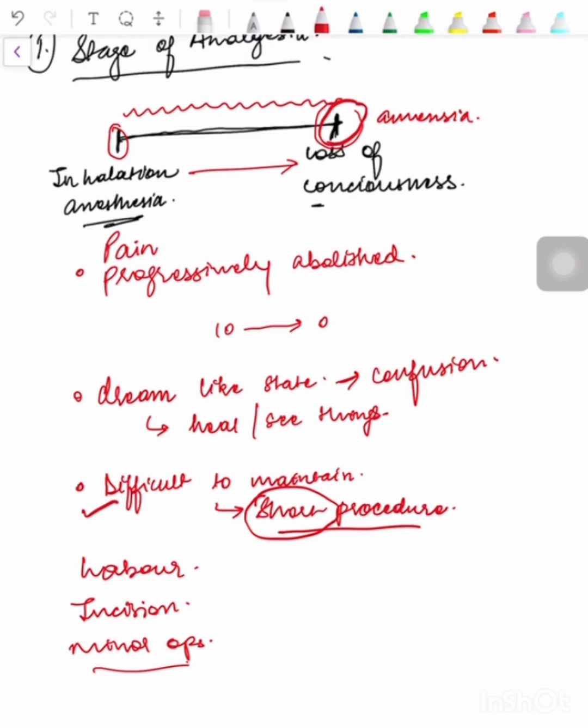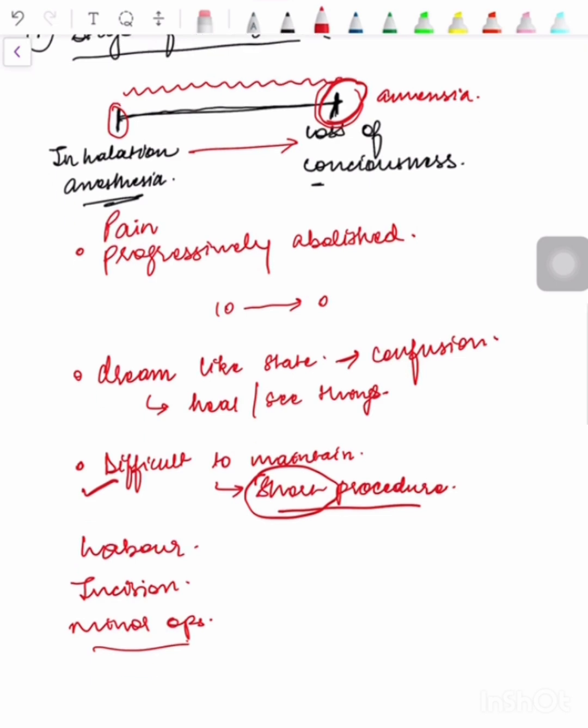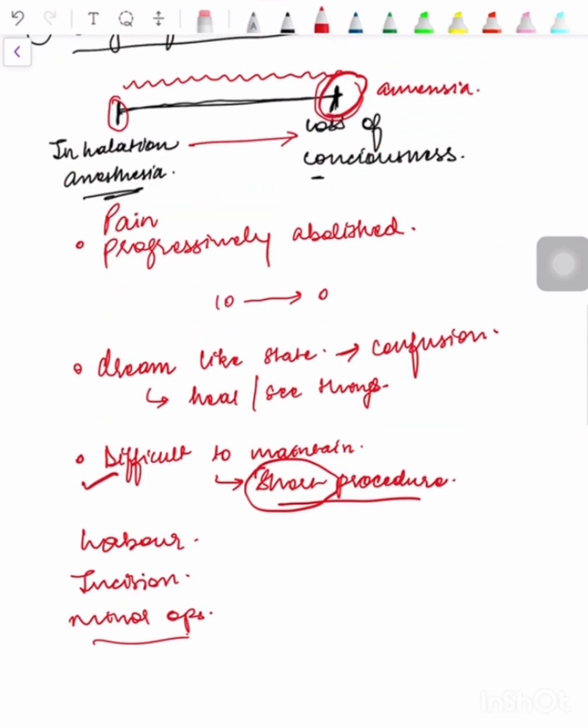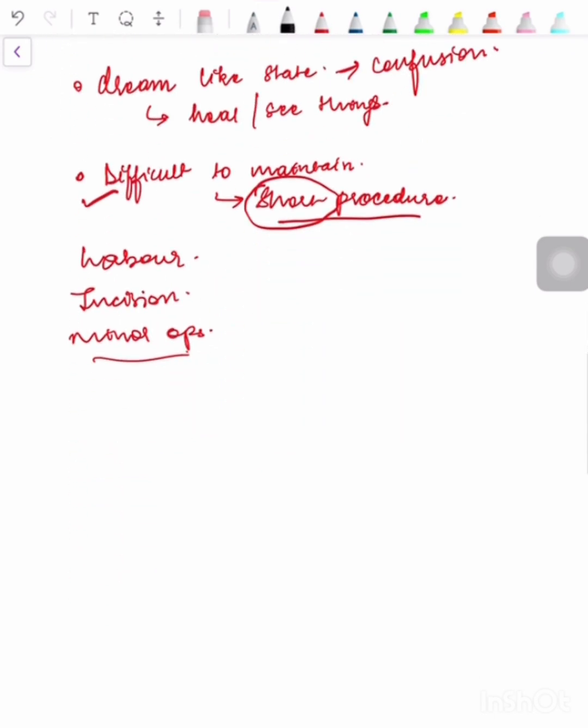Right, now the amnesia develops at the latter part, by the end of this stage. So you can write the answer in 4-5 points. Now the next is your stage of delirium.